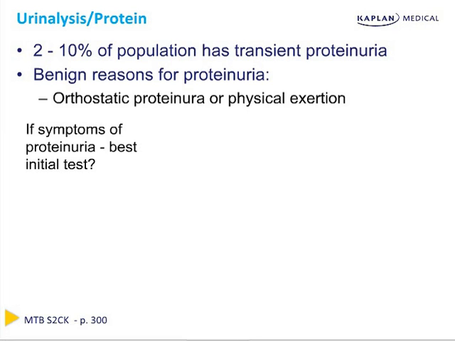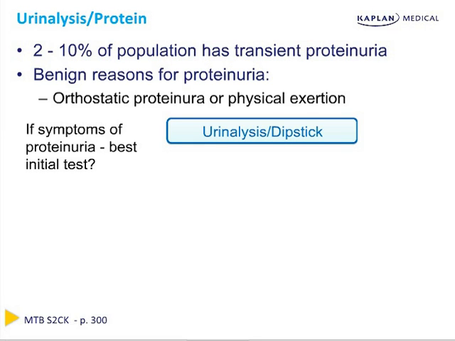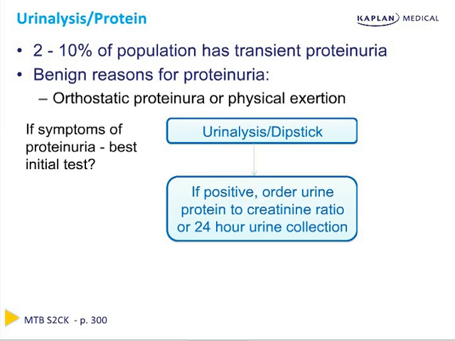If we're presented with a patient who has symptoms of proteinuria, what is the best initial test? The answer here is either urinalysis or a dipstick, the same test we've been talking about for the past couple slides. So what do we do if that's positive? The follow-up test is going to be either a urine protein to creatinine ratio or a 24-hour urine collection. Both of these tests are going to quantify the amount of protein in the urine over a 24-hour period.